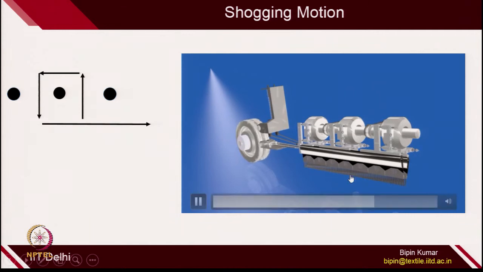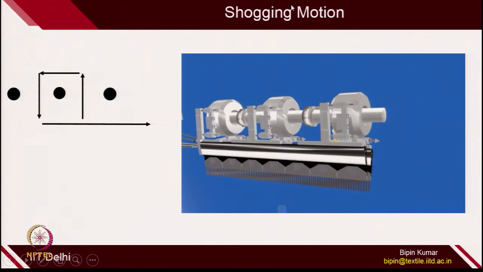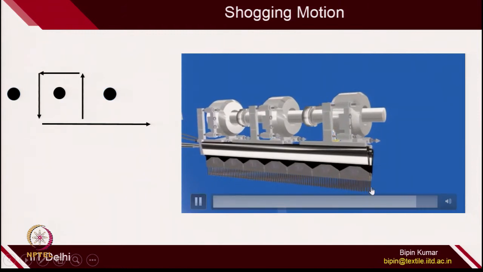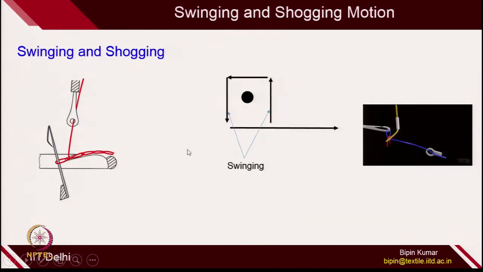Okay. So, this shogging motion is extremely important, and you can see there are more than 1000 guides which can be attached on the guide bar, and all the movements of guides attached on this bar will have exactly the same movement. So, as I mentioned already, swinging and two shoggings are very, very important. One shogging is always on the front side, the other shogging is on the back side. Swinging and shogging motion is very, very important.